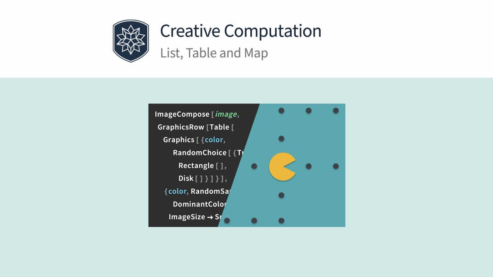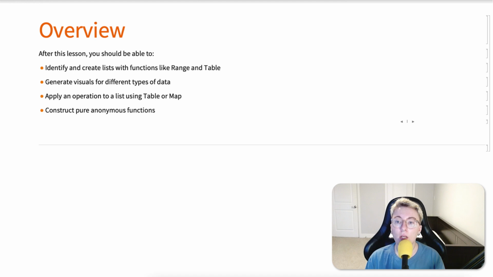Continuing the first section of this course, in this chapter we'll be covering some core functionality for working with lists. We'll learn how to create a list with functions like range and table, how to generate visuals for different types of data. We'll cover how to also operate on a list with table and another function, map. And in conjunction with map, how we can construct and use what's called a pure anonymous function.